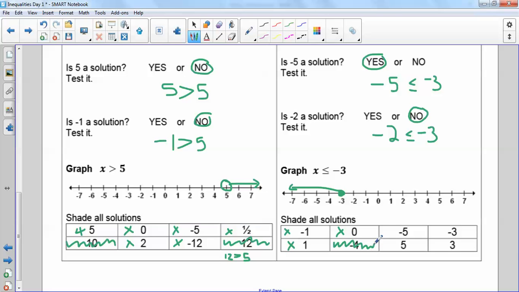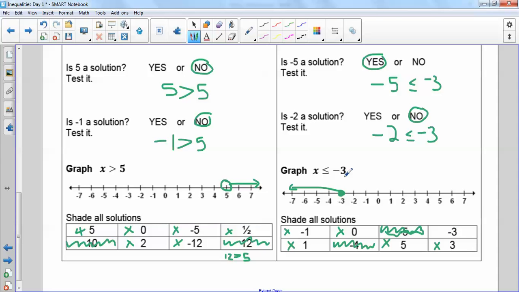Same thing with -5, we already said yes to that one. It is inside our graphing area, and it is less than -3, so we are going to shade that one in. 5 is way outside of our area. It's positive, right? So we're going to take that one out. Same thing with +3. It's definitely not smaller than a negative.